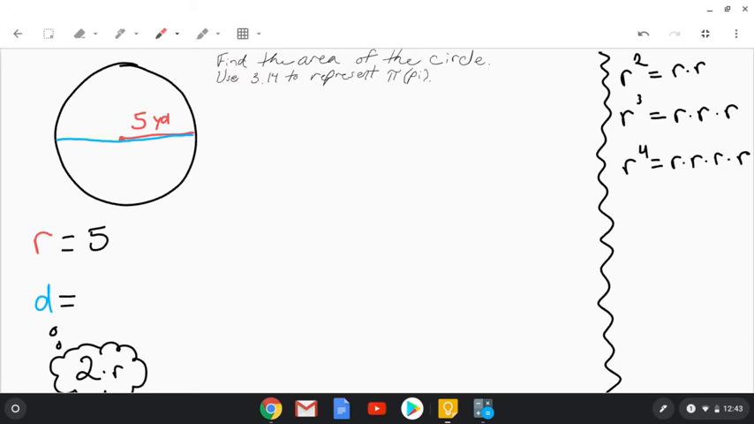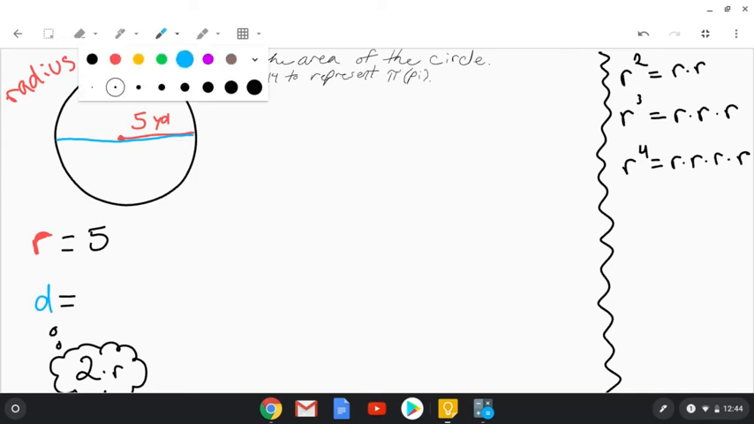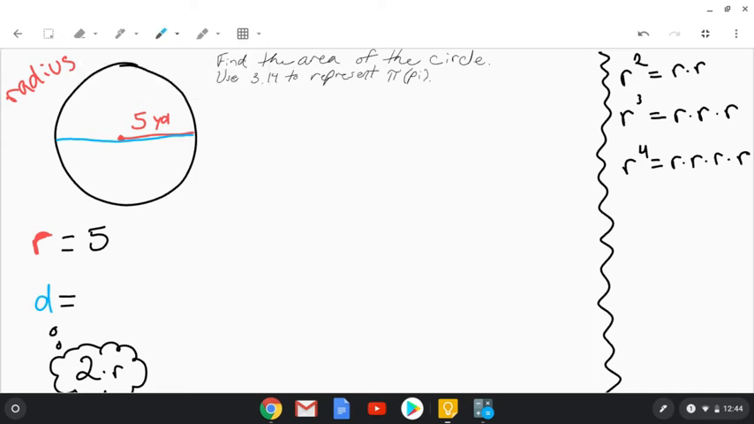On this circle, don't make fun of my circle, I know it's not perfect. The line segment that is red, that is half of the circle, starts here at the center of the circle and goes to the outside, and is called the radius. Okay? So we always are going to use the variable r to stand for the radius. So that should be pretty easy. The word starts with r and we use the variable r. And then this blue line segment that goes across the circle through the center is called the diameter.